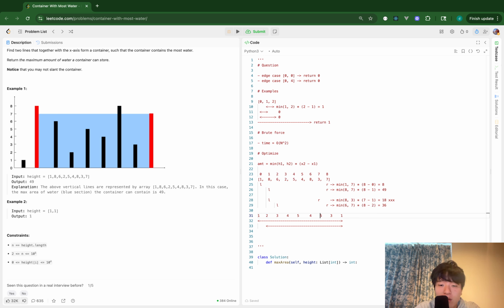Let me change it a little bit. In this case, as I said, the bottleneck is this one. So if I move this to this, the bottleneck is fixed. But if I move this to this, the bottleneck isn't fixed. So let me think of it in this way.